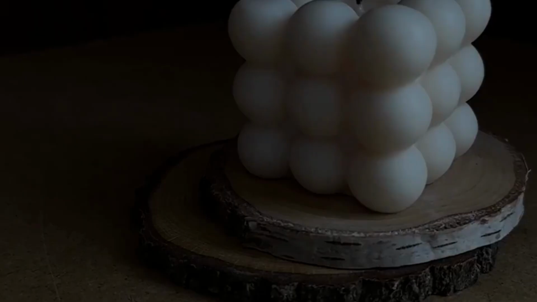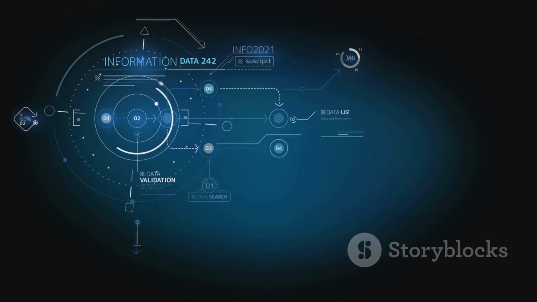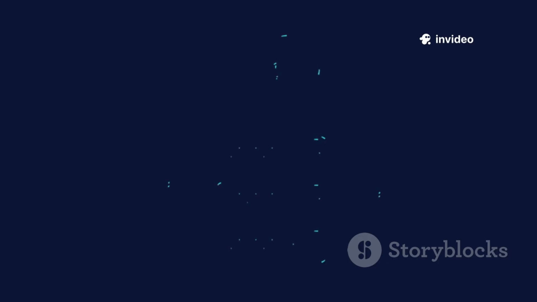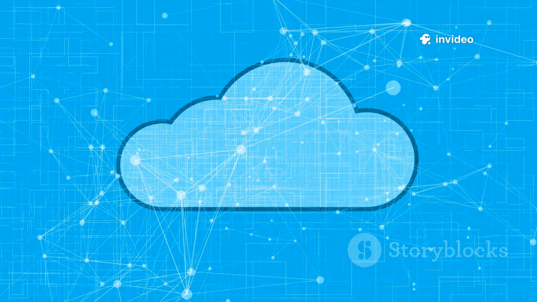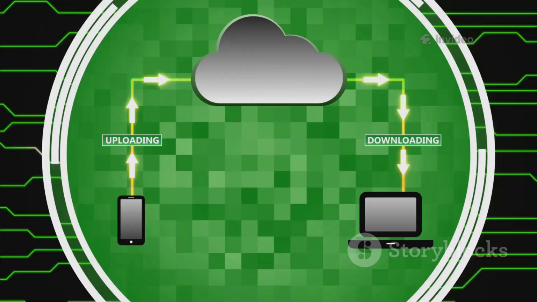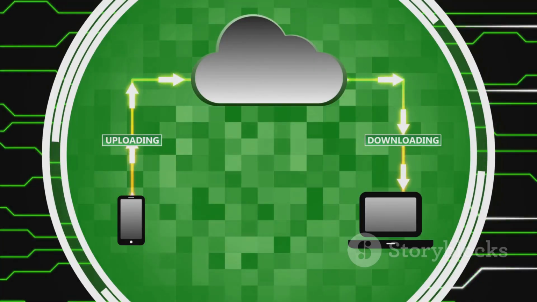Each object in S3 is a self-contained package holding the data itself, some metadata, and a globally unique ID. This system is incredibly scalable and flexible, making it perfect for the unstructured data that dominates the modern web, like images, videos, and log files.